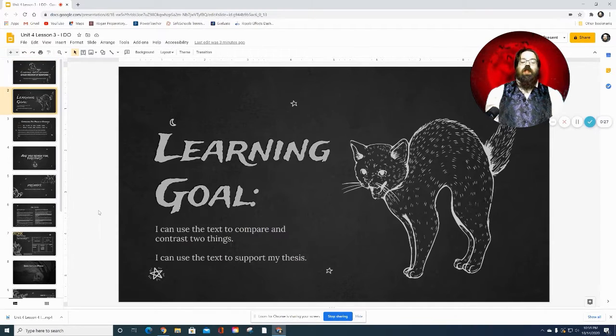So the learning goal for today is to be able to say, I can use the text to compare and contrast two things. I can use the text to support my thesis. Now remember, a thesis is your statement about your own ideas or your own reading, right? It comes from you, it answers the question, but it's a statement from your thoughts.